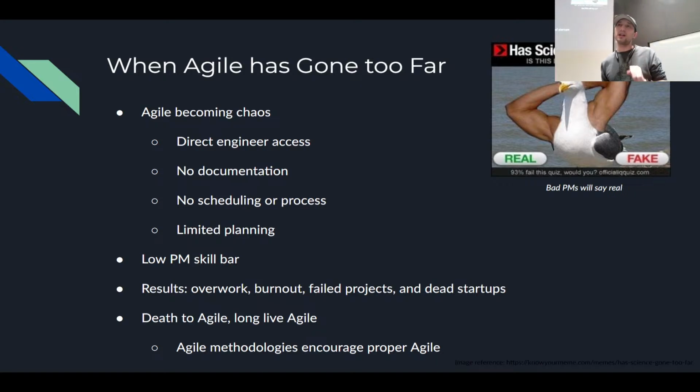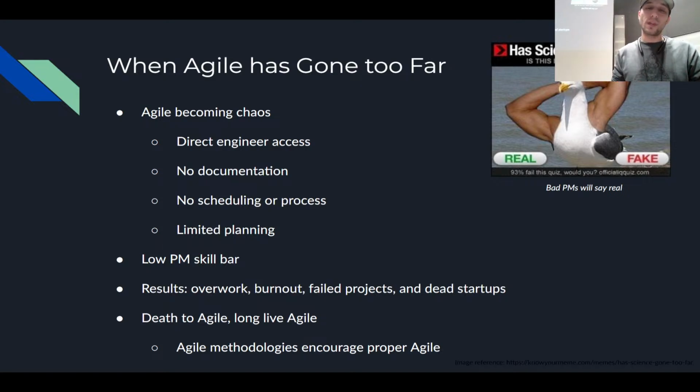And you'll know when Agile has gone too far when there's overwork, burnout, failed projects, or worst, dead startups, right? Because a key aspect of project management is resource management. Do you have enough engineers to get the work done? Do you have enough engineers to get the work done by that point in time? Are you selecting the right solutions based on the number of engineers you have?